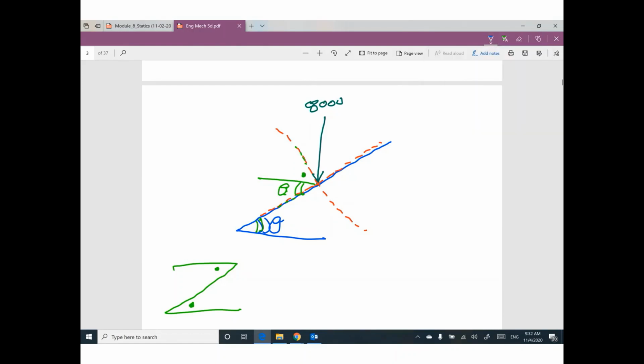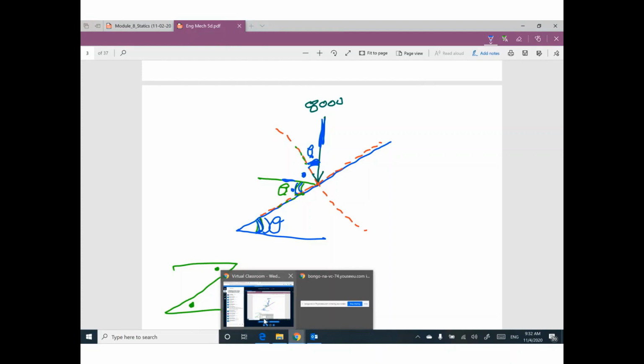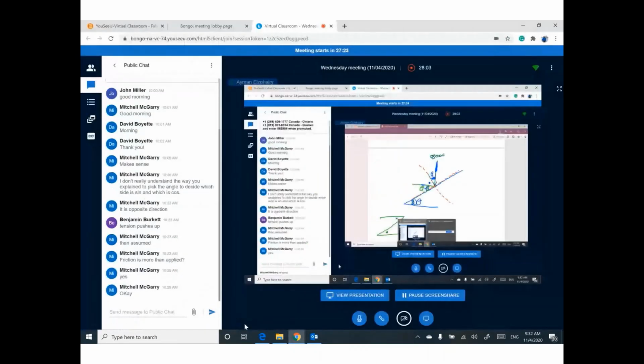Also, this little angle plus this angle is 90 also. The angle between this green line and this green line is 90. So this one plus this one is 90. This one plus this one is 90. That means this one will be theta, equal to this one, which is equal to this one. You got it? Okay.